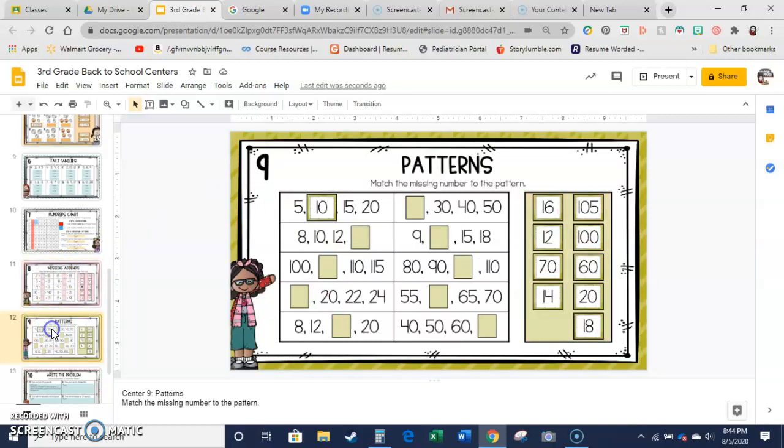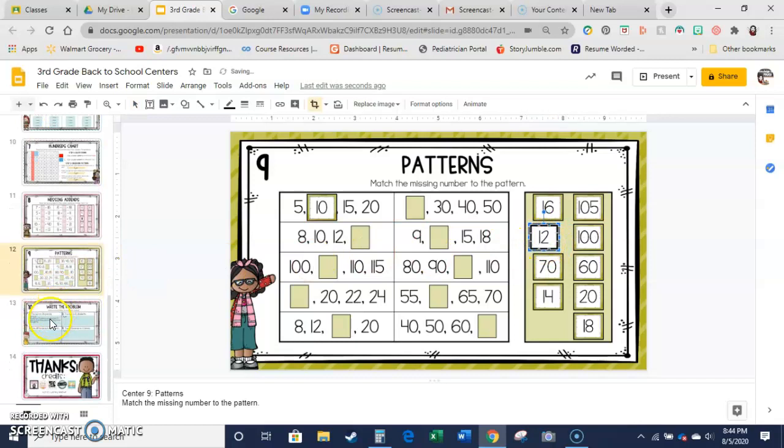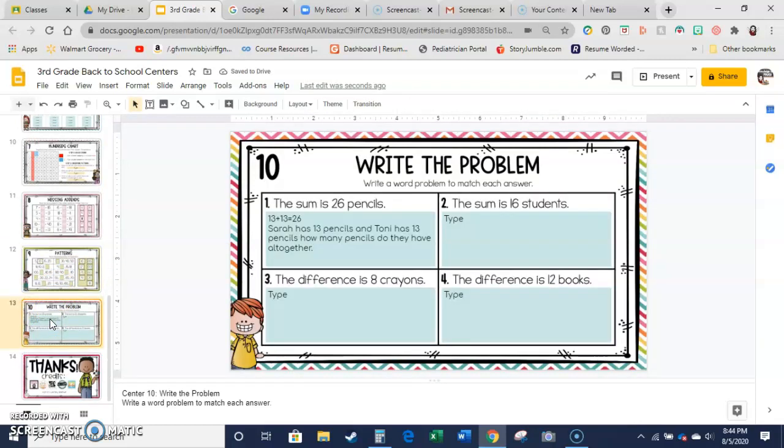Move to slide 12. Patterns. Here, you're going to look at the pattern and figure out what it's counting by. Match the missing number to the pattern. Again, you're going to click and drag your answer over. Move to slide 13. This is your final center, number 10.